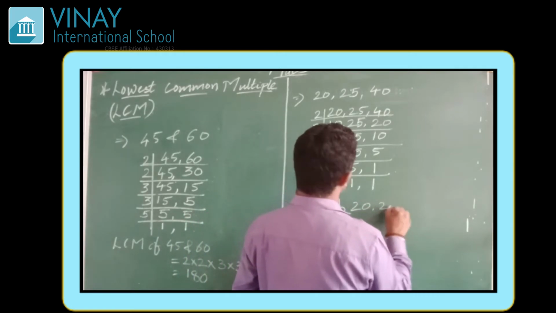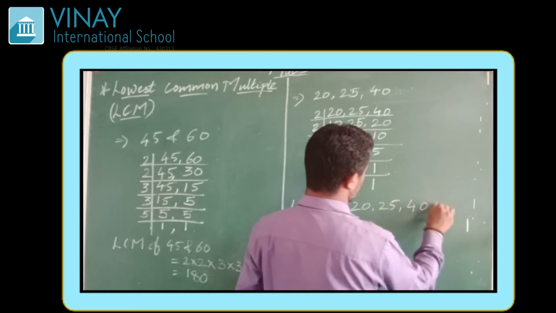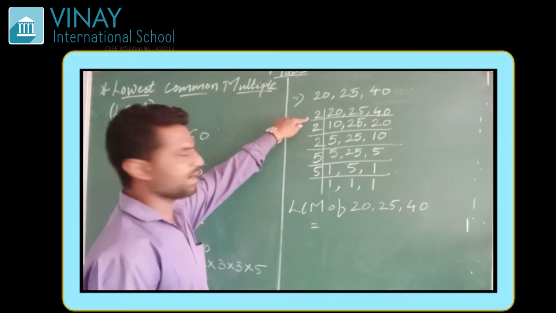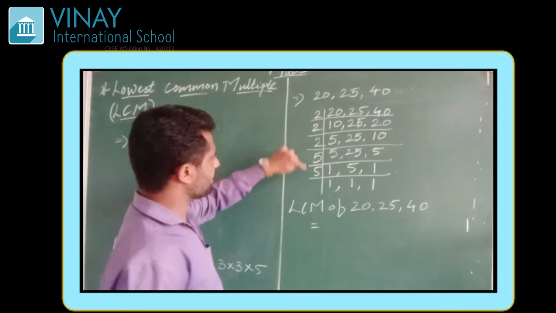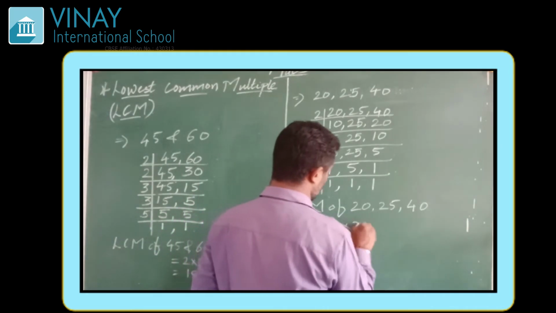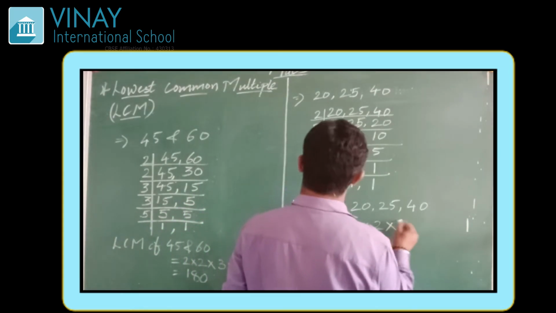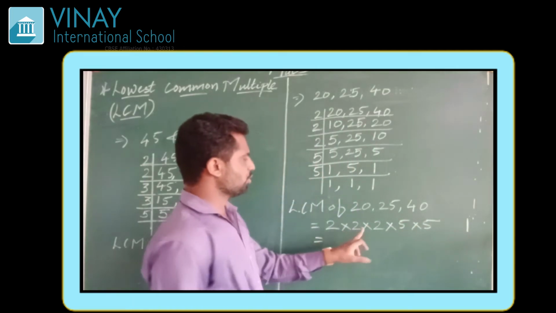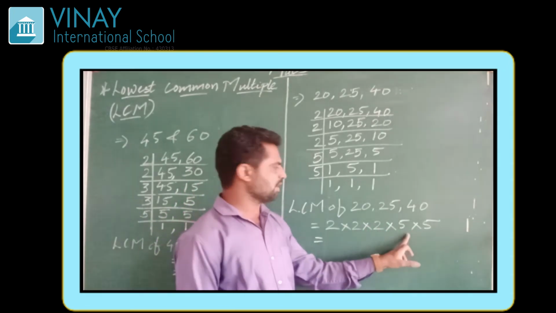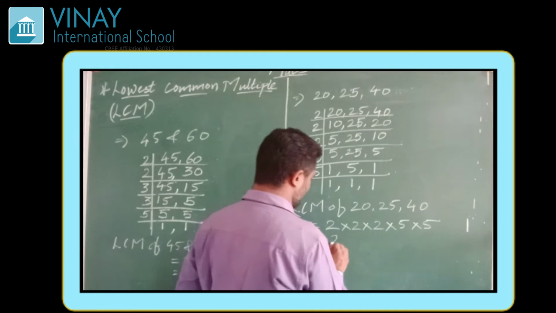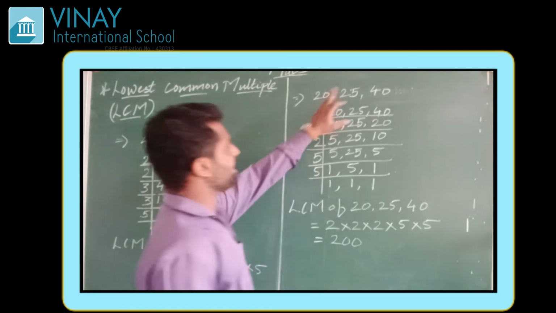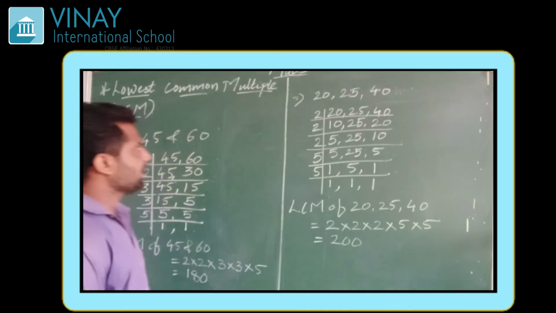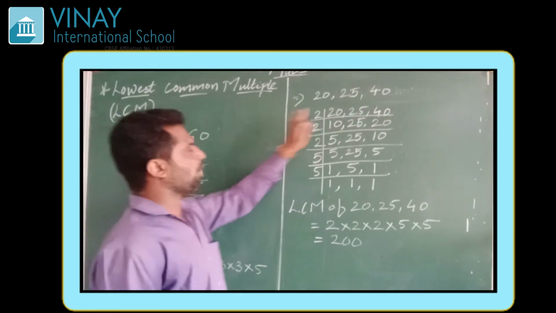Now, LCM of 20, 25 and 40. The LCM of 20, 25 and 40, as we had done earlier, we have to multiply all these factors, that is 2 into 2 into 2 into 5 into 5. 2 2s are 4, 4 2s are 8, 8 5s are 40, 40 5s are 200. So the LCM of 20, 25 and 40 is 200. Likewise, we can do all the examples and all the sums.